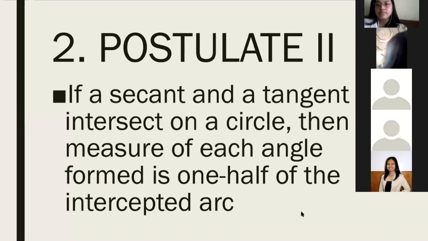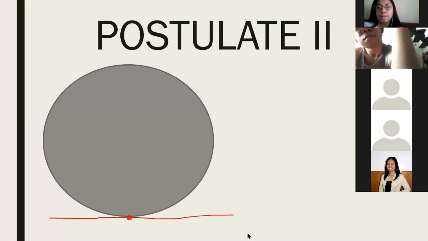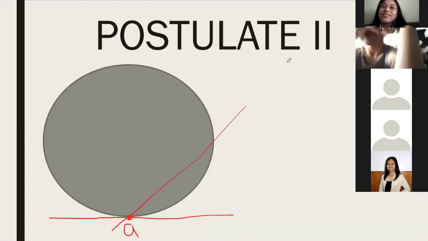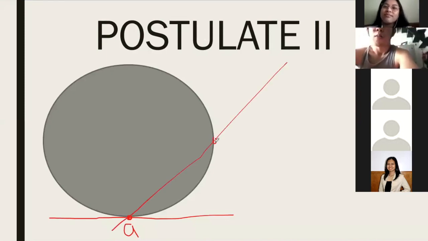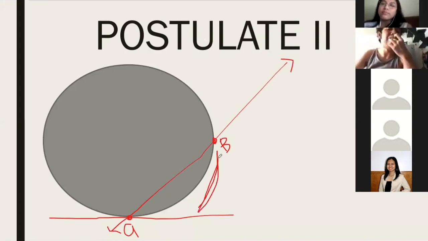Okay. So, if a secant and a tangent intersect on a circle, then measure of each angle formed is one half. So, first, idadrawing natin yung tangent. Yung tangent, nasa labas kasi nag-i-intersect lang sa isang point. Okay? So, ito yung tangent A. Yung secant mo, lumalabas at nag-i-intersect sa dalawang points. So, point A and point B. So, ito yung secant mo. Ito yung arc mo kasi dito lang nagpapasok yung tangent and secant.